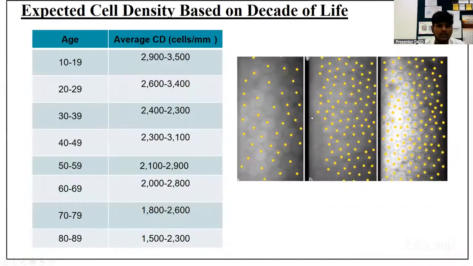So expected cell density at each age. At age 10 to 19, the average cell density is about 2900 to 3500. At age 20 to 29, the cell density is about 2600 to 3400. At age 30 to 39, it's about 2400 to 3300. And it's still reducing at later ages. Now finally we see at ages 80 to 89, it's reduced to about 1500 to 2300 cell density.